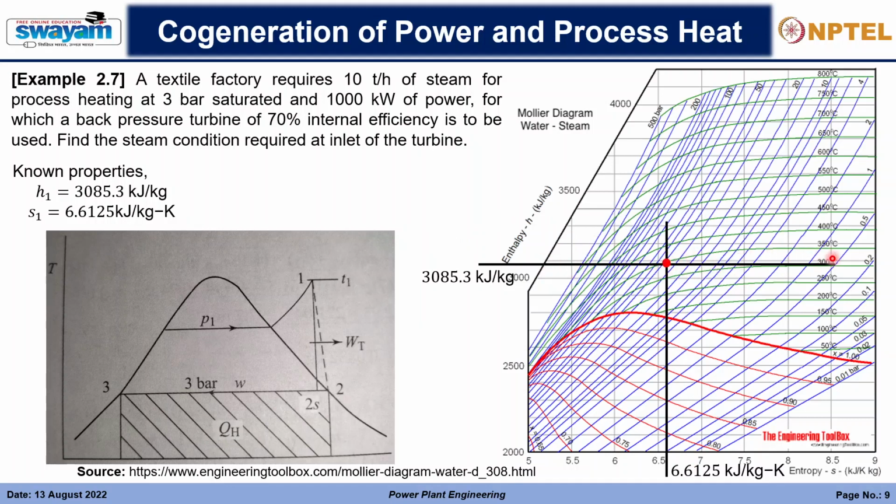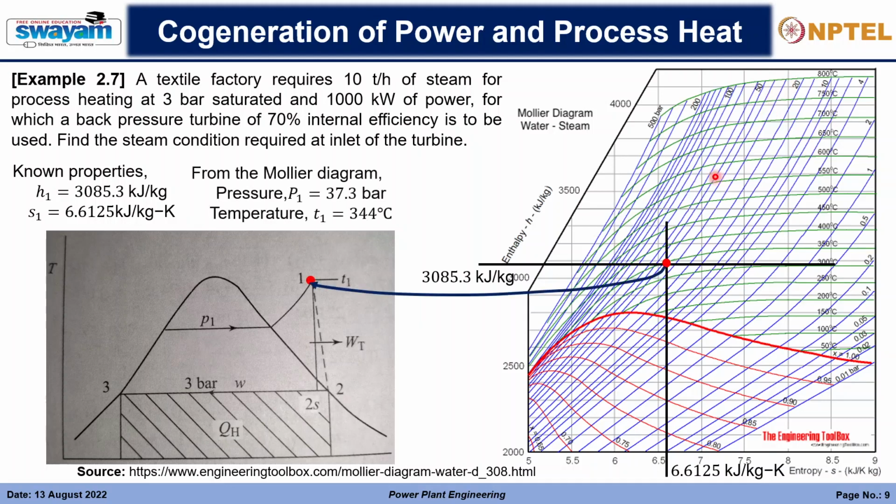So the point of intersection lies somewhat lesser than 350 degrees Celsius. And let me see the values. The pressure obviously is 50, so it should be lesser than 50 and greater than 20. So it is 37.3 bar approximately, and the temperature is 344 degrees Celsius, slightly less than 350.